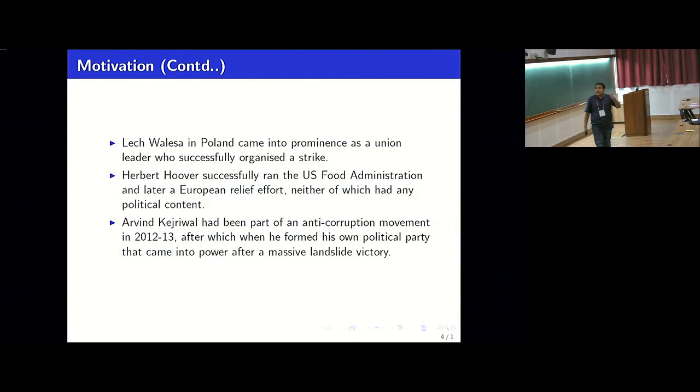Others like Walesa in Poland came into prominence by organizing strikes. Hoover, who later became president in the US, successfully ran the US Food Administration and European relief reports. To some extent, I don't know whether it's true or false, but Kejriwal started with the anti-corruption movement, but no one at that point had an idea that he might be running for the post of chief minister in Delhi. These were not directly political movements or direct threats against the current regime, or at least were not perceived as such at that point of time.